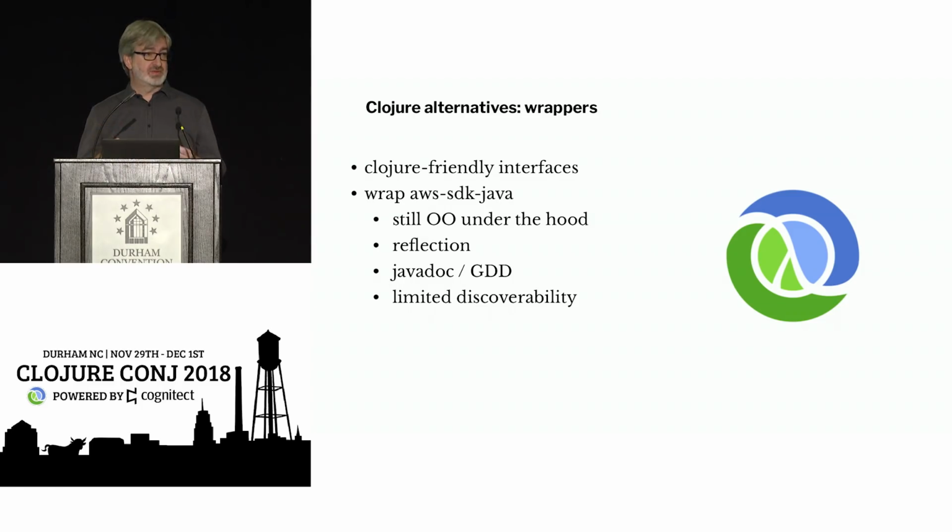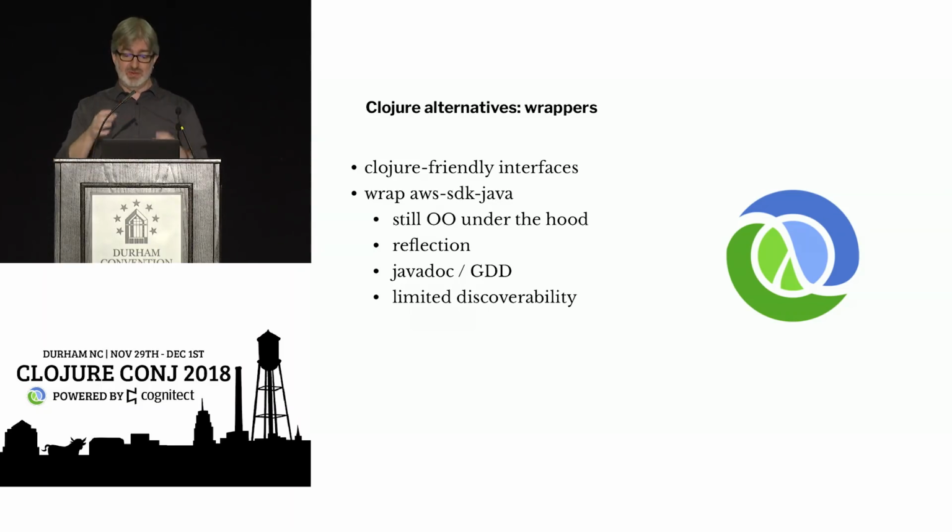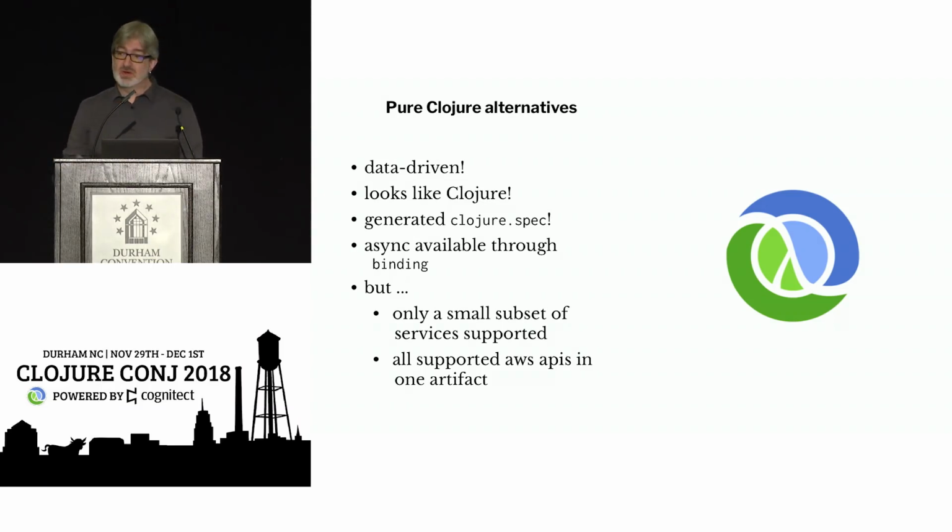It's all based on reflection, some of which happens at runtime. Most of it happens when you start up, but I think some of it happens too when you make calls. And again, we've got this JavaDoc Google-driven development problem. And there's also limited discoverability. Just to understand what's there, you've got to go find JavaDoc. And of course, these things are in class hierarchies, so you've got to look at 5 different JavaDocs to find out how to do one thing. All right, so we also have some pure Clojure alternatives. There's actually one that I know of.